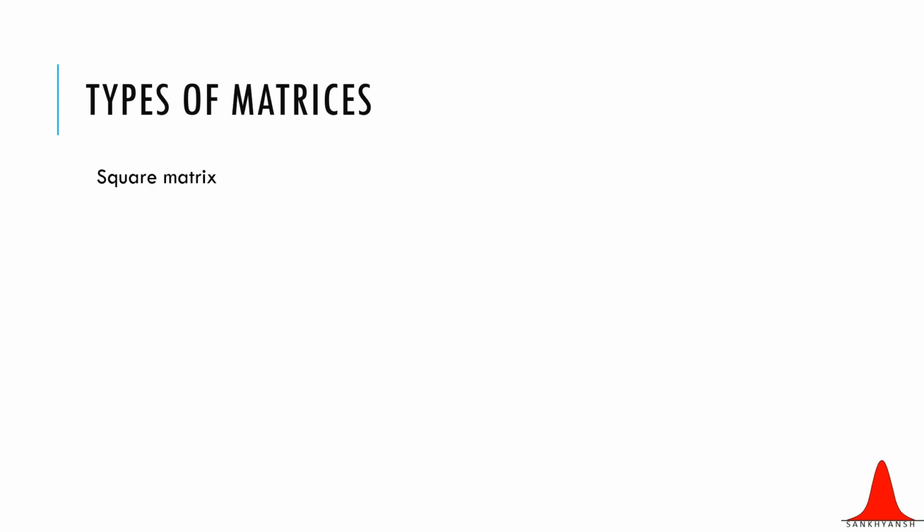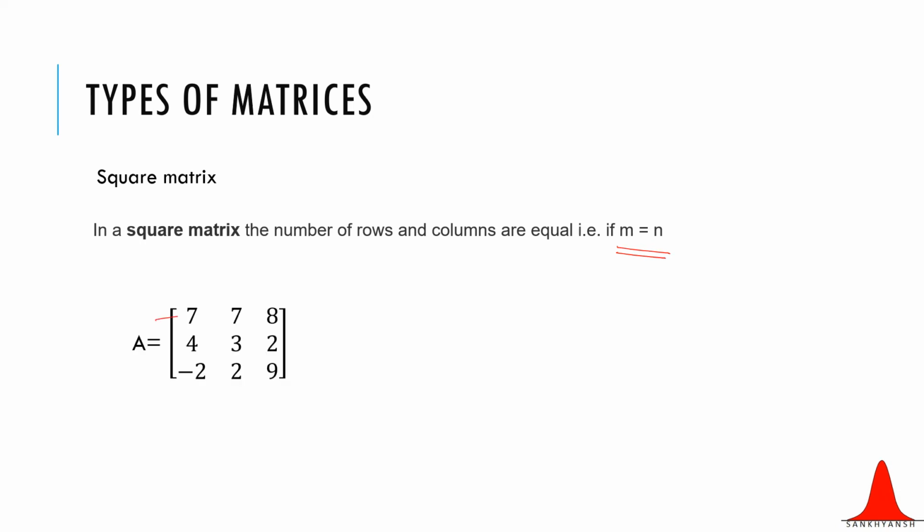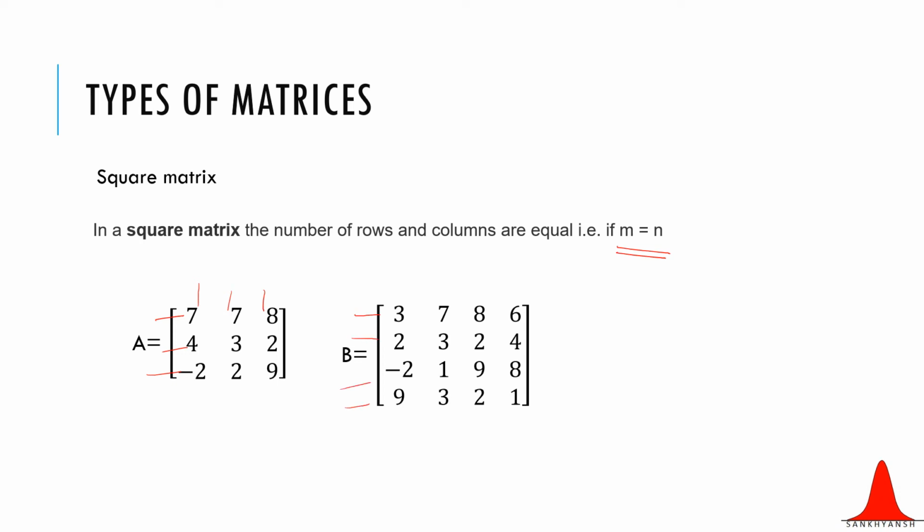Then we have square matrix. In a square matrix, the number of rows and columns are equal. M is equal to n. You just see, here we have 3 rows and 3 columns. So we call it a square matrix. In this matrix, we have 4 rows and 4 columns. So this is also a square matrix. You can have a 2 by 2 matrix, 3 by 3 matrix, 5 by 5 matrix, 6 by 6 matrix, right? Whenever the number of rows is equal to the number of columns, we call it a square matrix. For example, this also.